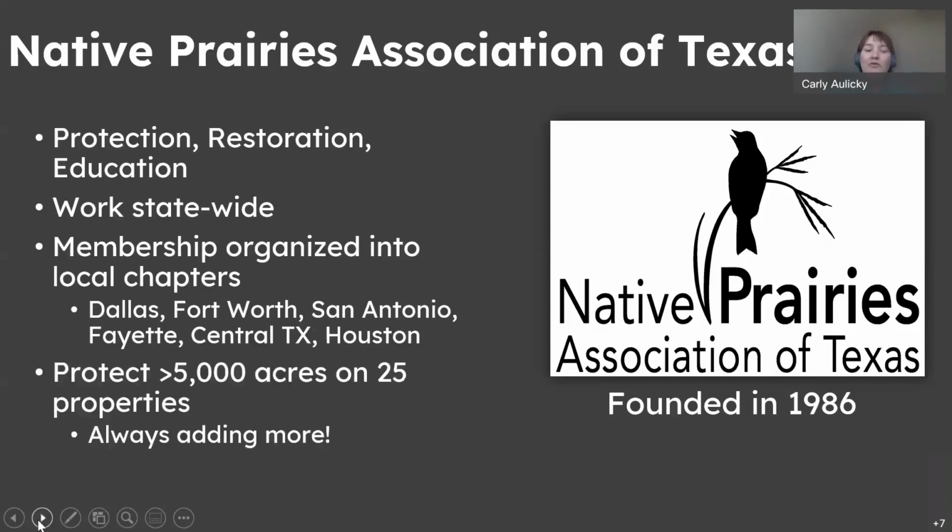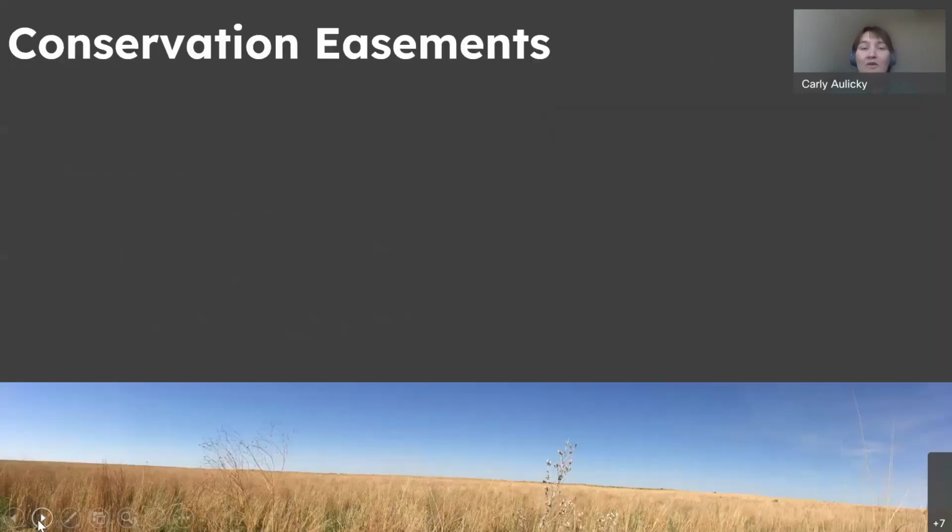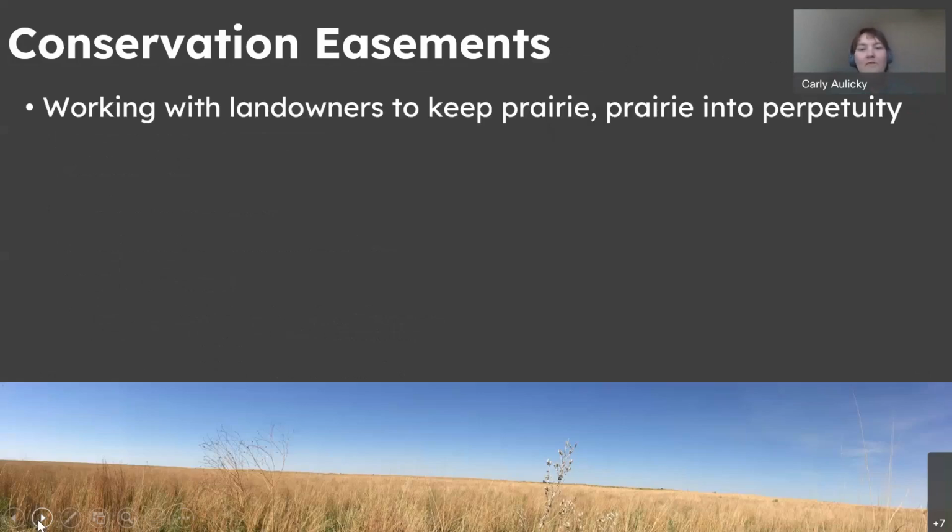But currently, NPAT protects over 5,000 acres on 25 different properties throughout the state. We are always adding more. We're currently in the process of adding more as we speak, and it's one of my favorite things to do because we work primarily in conservation easements. So conservation easements is a way that we as a land trust can work with landowners to keep prairies in perpetuity, meaning that they are going to be prairies forever.